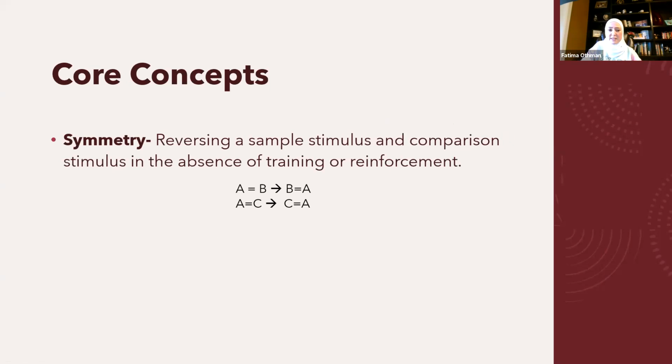For symmetry, this is basically reversing a sample stimulus and comparison stimulus in the absence of training or reinforcement. So if you're familiar with symmetry, this is going to be your A equals B. And if I present you with a stimulus B, you're going to be able to tell me that it equals A. Now, I didn't teach you that. I taught you A, and then you chose B, and now you're able to reverse it.